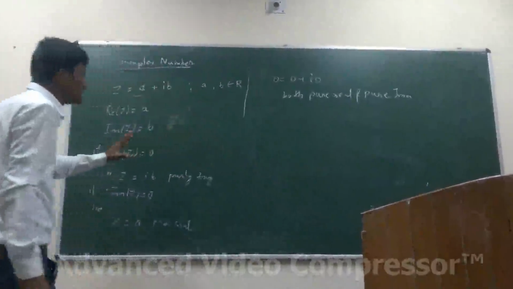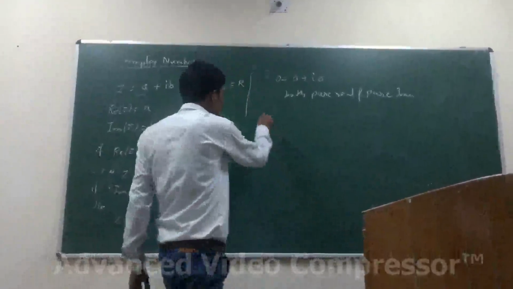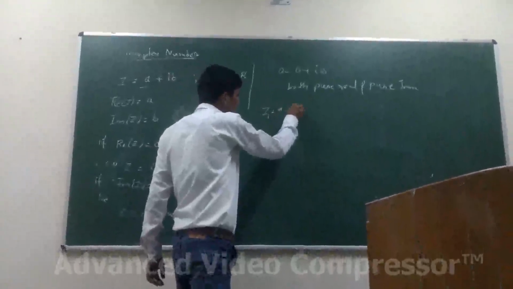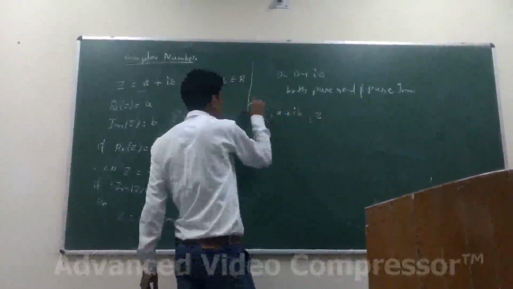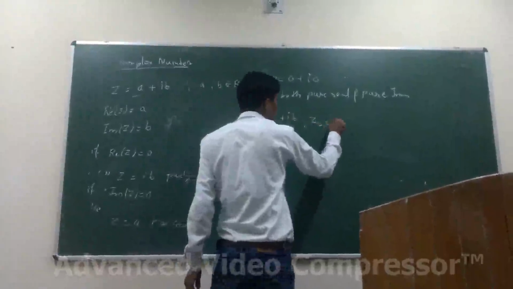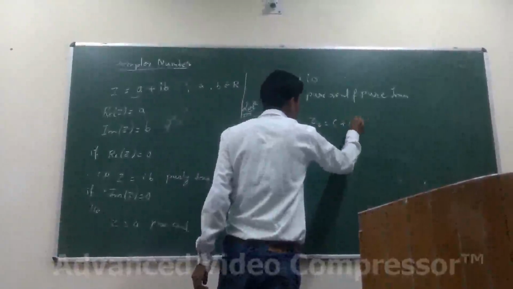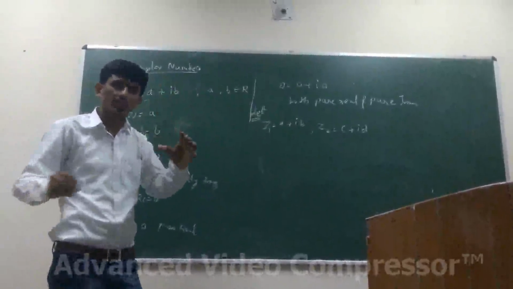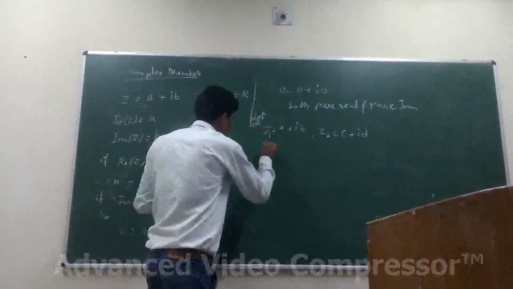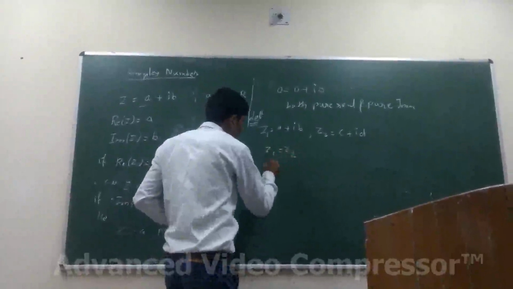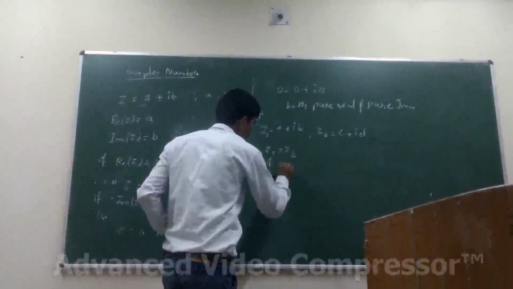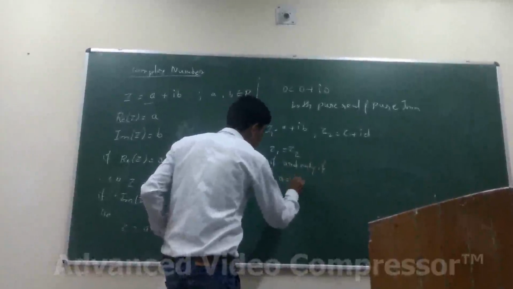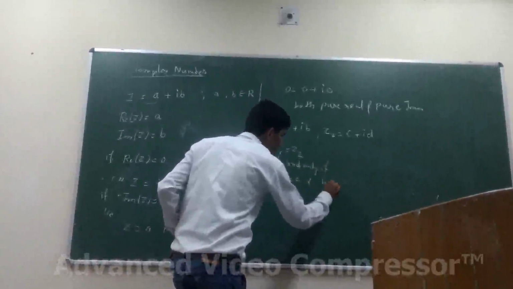Now, take two complex numbers z1 equal to a plus iota b and z2 equal to c plus iota d. Then the complex numbers z1 and z2 are equal if and only if a is equal to c and b is equal to d.